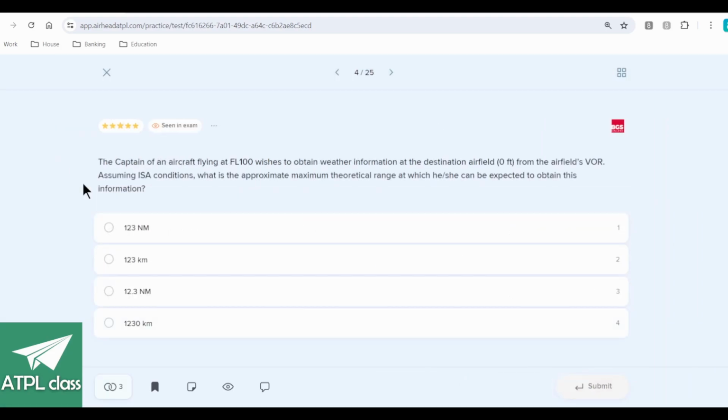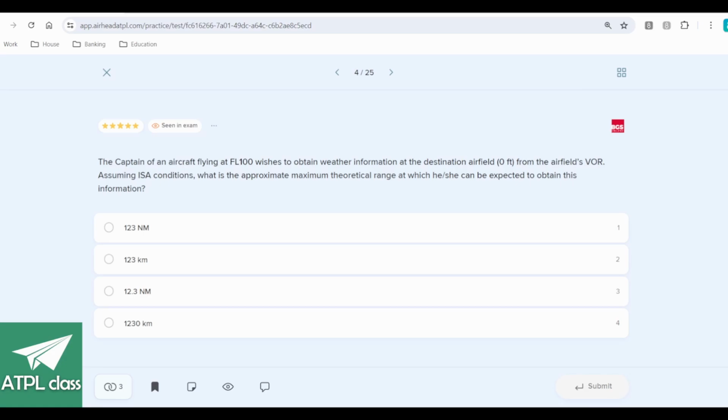The captain of an aircraft flying at flight level 100 wishes to obtain weather information at the destination airfield, which is at 0 feet, from the airfield's VOR, assuming ISA conditions. What is the approximate maximum theoretical range at which he or she can be expected to obtain this information? Okay, so remember the max theoretical range equation for this. That's what we're thinking about here.